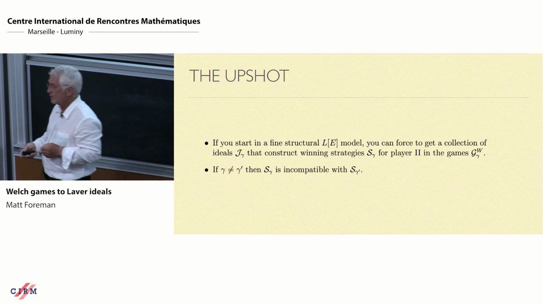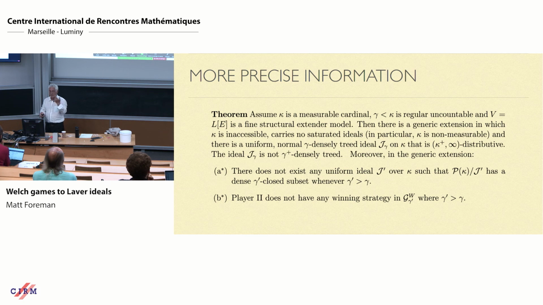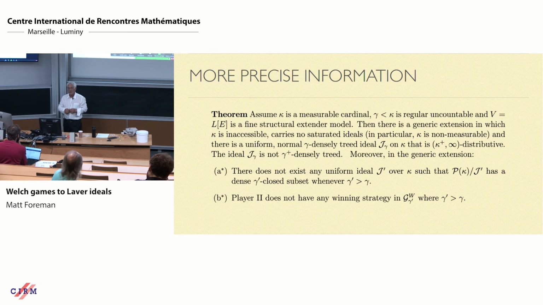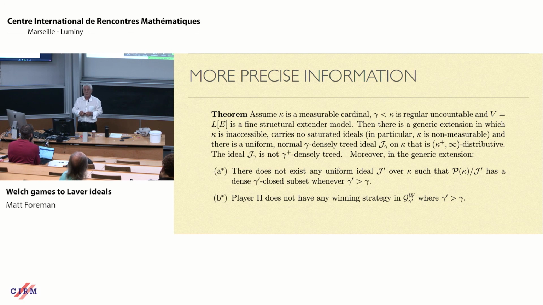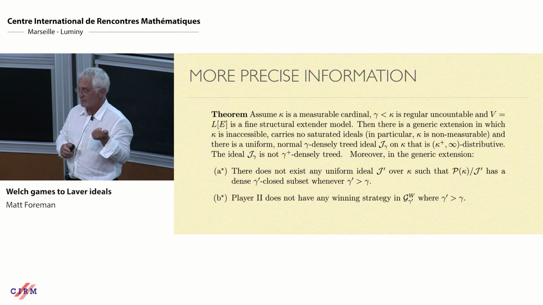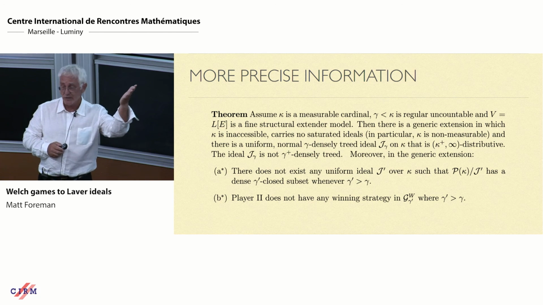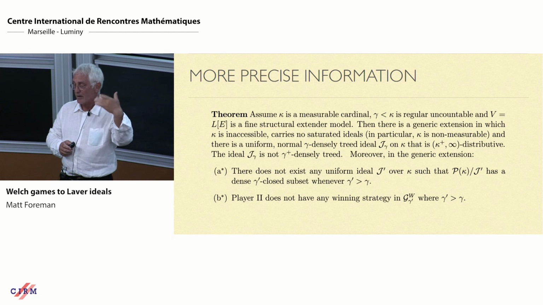And moreover, do I have a slide on this? Yes, more precise information. You can do this and only have it for a maximum gamma. So if kappa is a measurable cardinal and gamma less than kappa is a regular uncountable cardinal, and V equals L of E is a fine structural model, then there's a generic extension in which kappa is inaccessible, carries no saturated ideals, so is not measurable, and there's a uniform normal gamma densely treed on kappa, which is kappa plus infinity distributive. So you get the strategy, but it's not gamma plus densely treed.